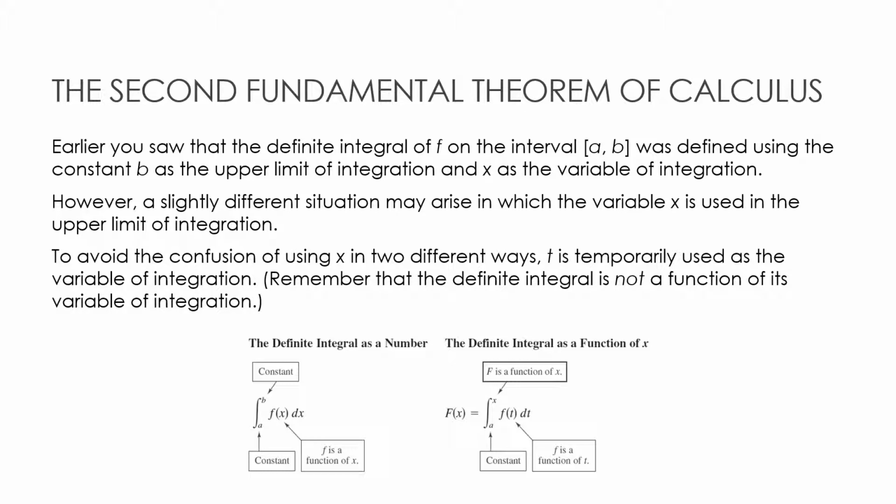Now keep in mind that I can't do something like this, from a to x of f of x, because these two can't match. So sometimes, if x is the upper limit of integration, we just change this to a different value, f of t dt, because we can't have that same value here and here. That's just way too confusing.